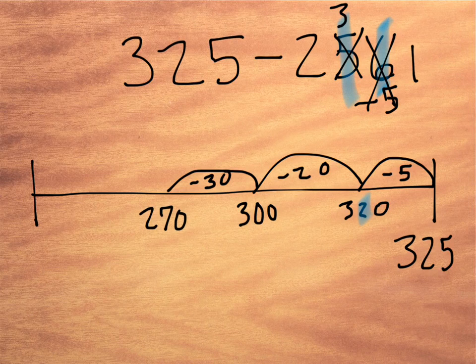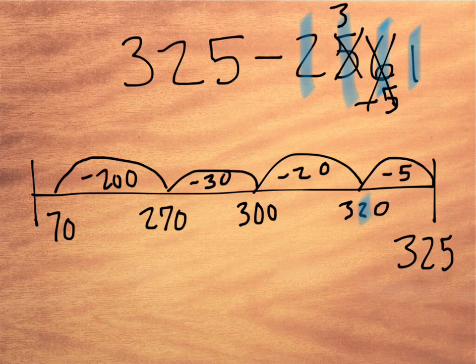Next, I'm going to jump at my hundreds now. Minus 200 would put me at 70. And finally, I can't forget the one that I still haven't jumped. So that's going to be my last jump. Minus 1, which would put me at 69.